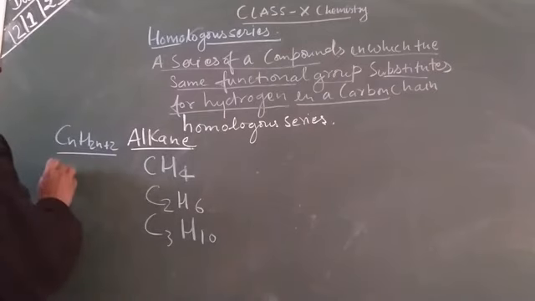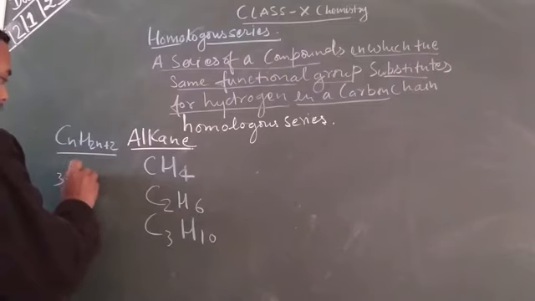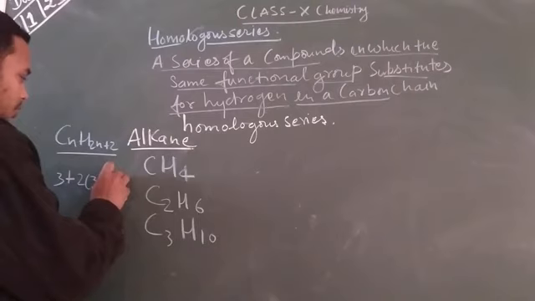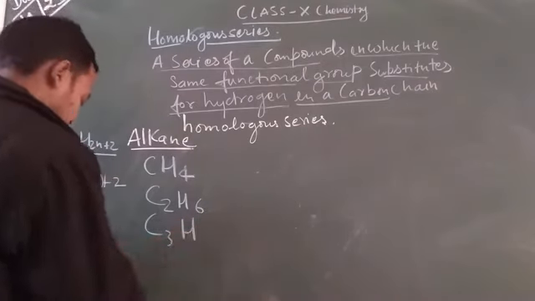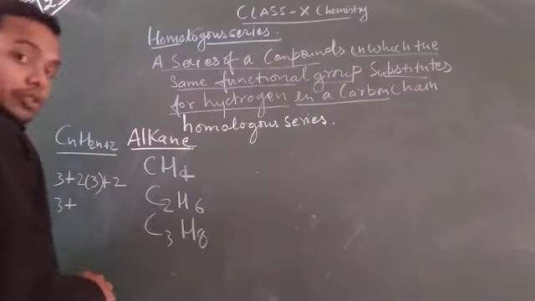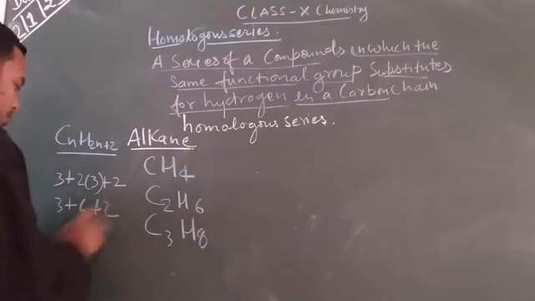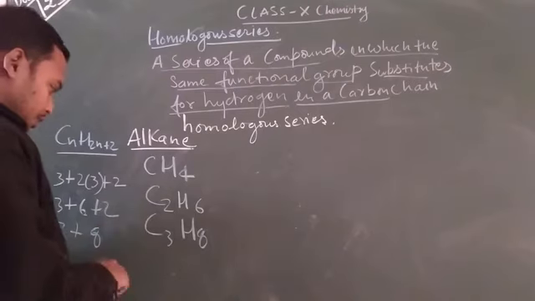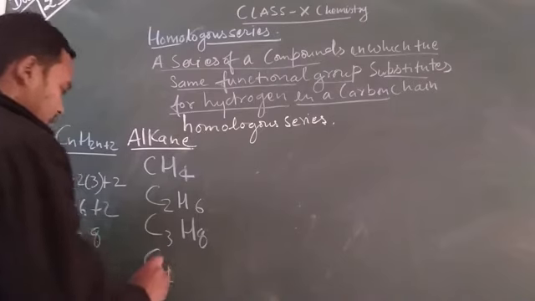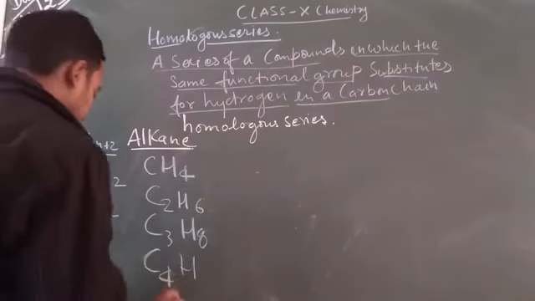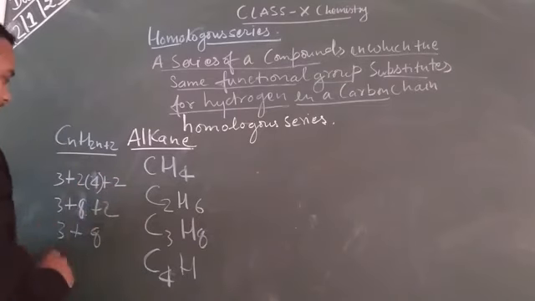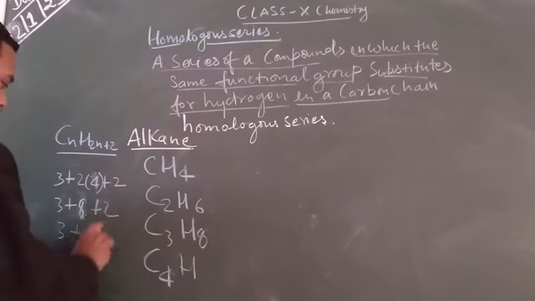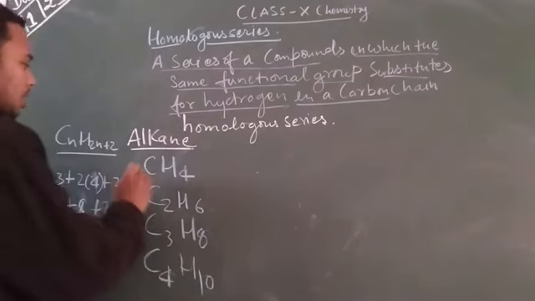If the value is C3, then 3 plus 6 here is 8. I'm very sorry, there is 8. So C3H8. And C4: if we put the value of 4 here, it will be 8 plus 2, so C4H10. So these are the alkanes.